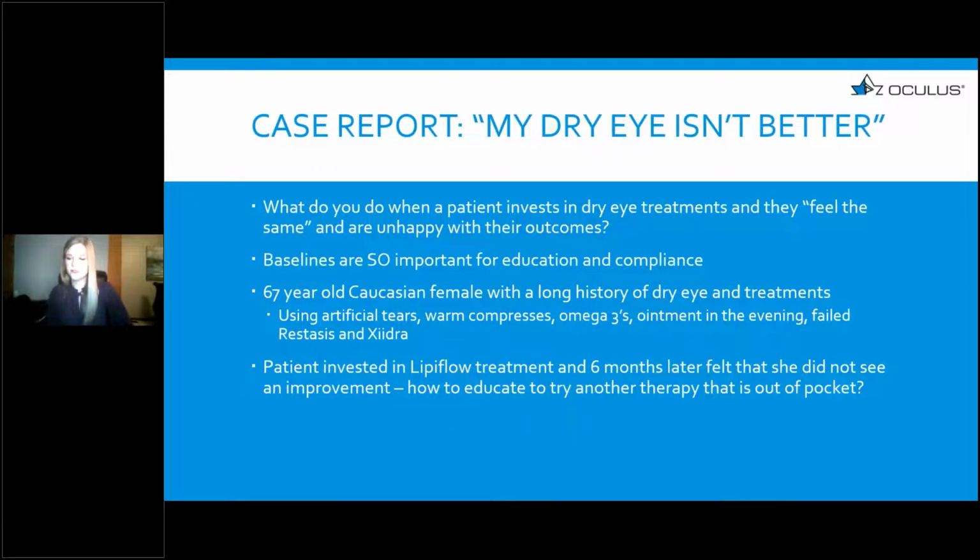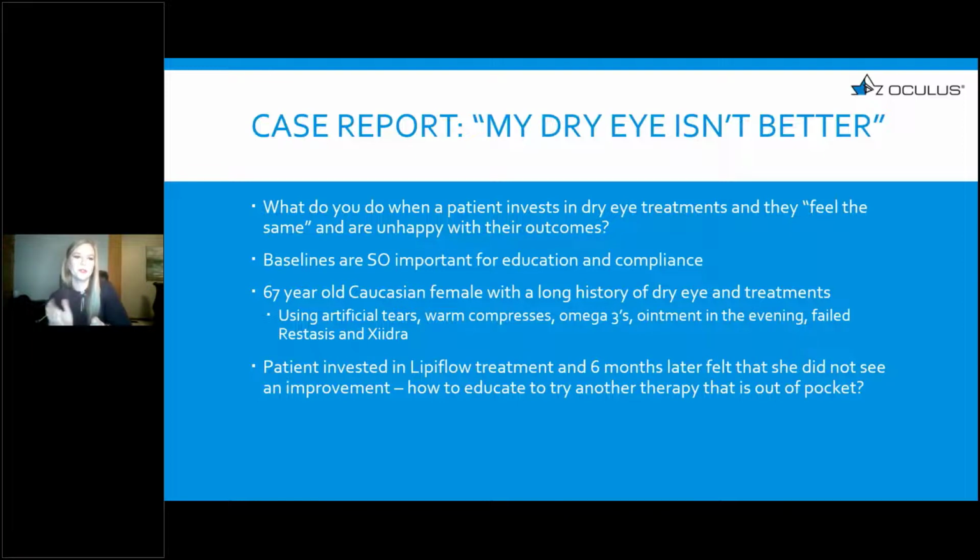So here's another little case I'm going to show you. This was a patient that insisted that her dry eye is not better. They invested in an in-office treatment, invested money in my office, and they're just still not happy. It was a patient that came in for their follow-up, and I looked at their maps and I was super happy with them before the technician even told me they're ready. And then they walk in and say, well, your patient's really mad and not better, and it's just kind of like, okay, what's going on? This is the reason why baselines are so important for education and compliance.